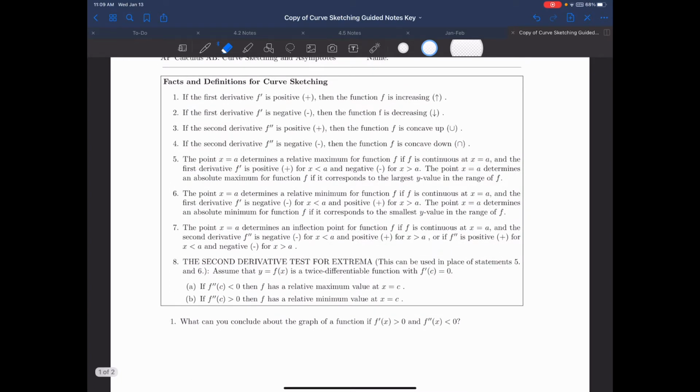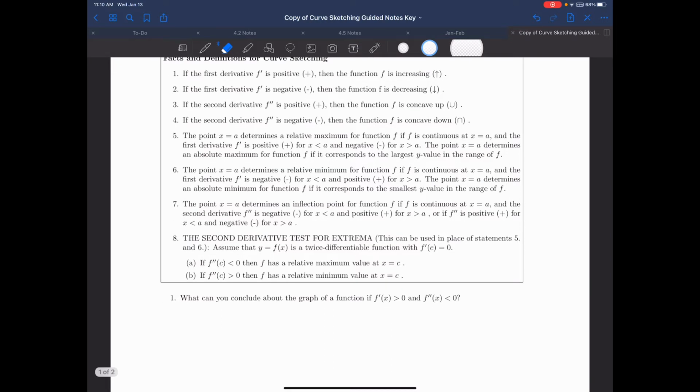Let's just look at the first four of these. I won't read all of them, but it says if the first derivative is positive, then the function is increasing. If the first derivative is negative, the function is decreasing. If the second derivative is positive, the function is concave up. If the second derivative is negative, the function is concave down. Those are the parts we'll start with on these first questions.